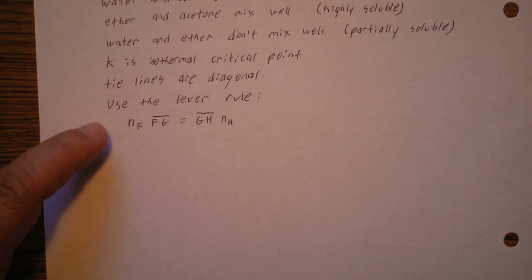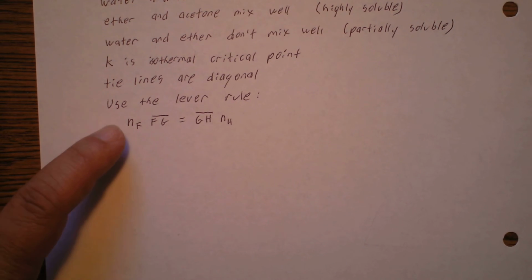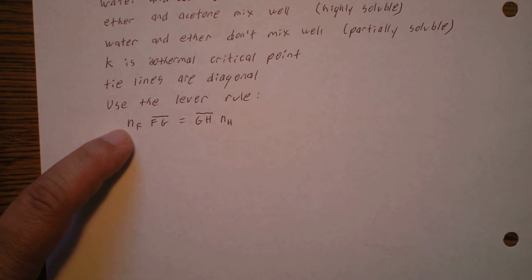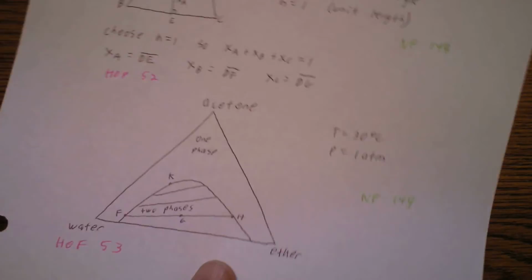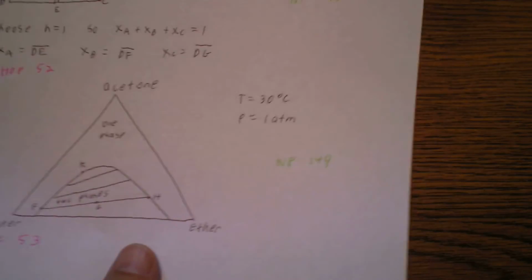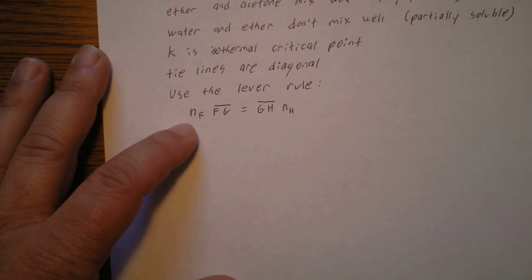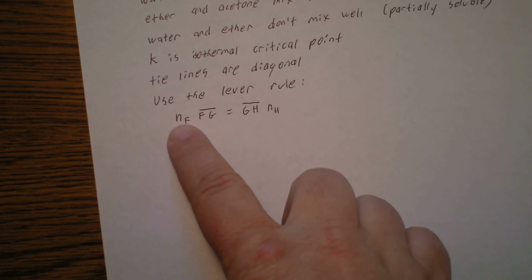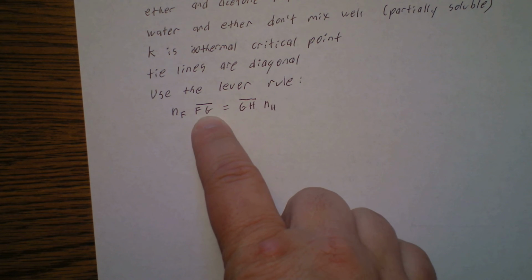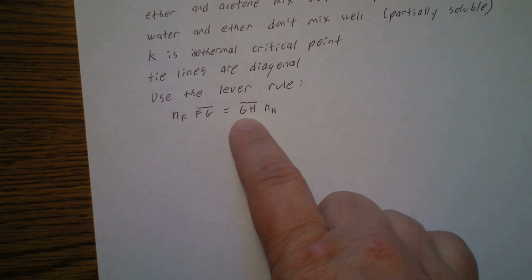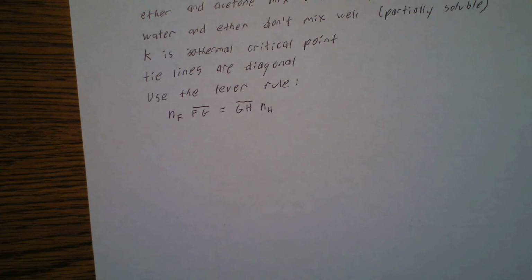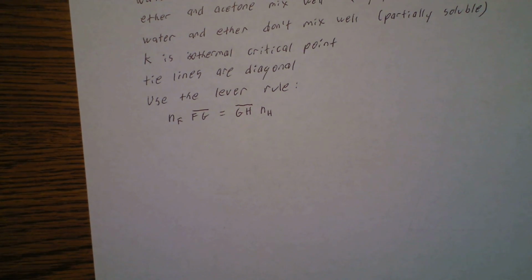But you still use the lever rule. You get the number of moles of substance F. Wait a minute, substance F. Okay, so here we are. Yeah, that's written kind of funny. I'll have to check on that. So the number of moles at F is equal to length FG, and that's going to be equal to GH times the number of moles of H. Okay, that is all for section 12, and that's also the end of chapter 12.